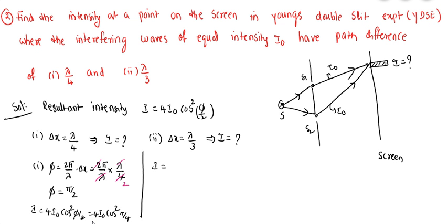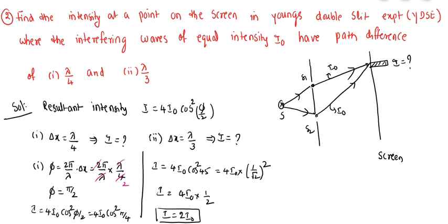4 I naught cos square pi by 4, which means 45 degrees, since pi is 180 and 180 by 4 is 45. 4 I naught into cos 45 value is 1 by root 2 whole square. If you simplify, we get 4 I naught into 1 by 2. Finally the resultant intensity is 2 I naught. This is the solution. And for the second, you can solve it yourself.